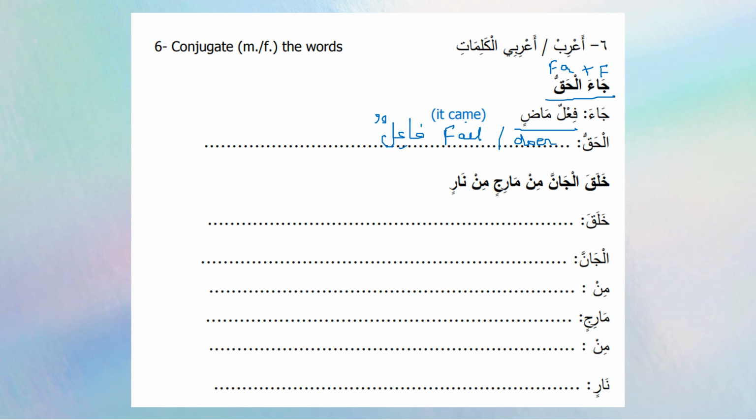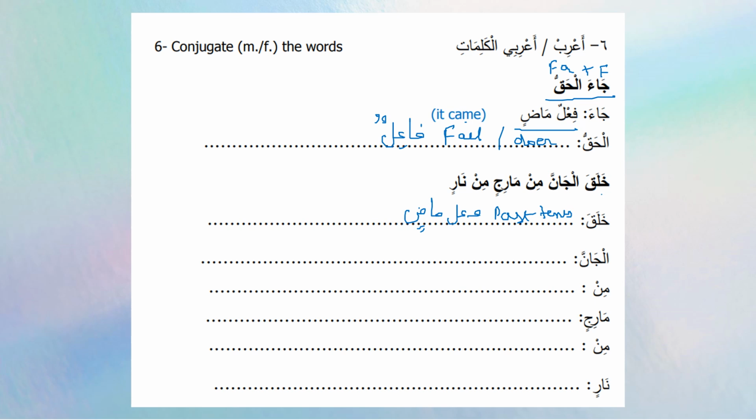Khalaqa al-jinna min marijin min nar. Marij means a smokeless fire. Marijin min nar means he created the jinn from the smokeless fire. So khalaqa is the fail madi, past tense. You can say past tense or you can write fail madin. Okay, fail madin. And al-jannah.